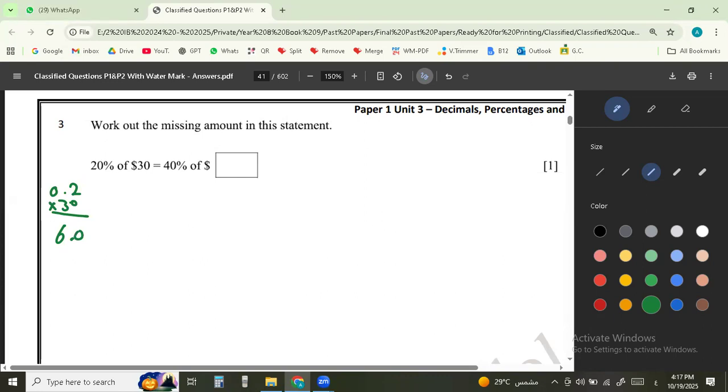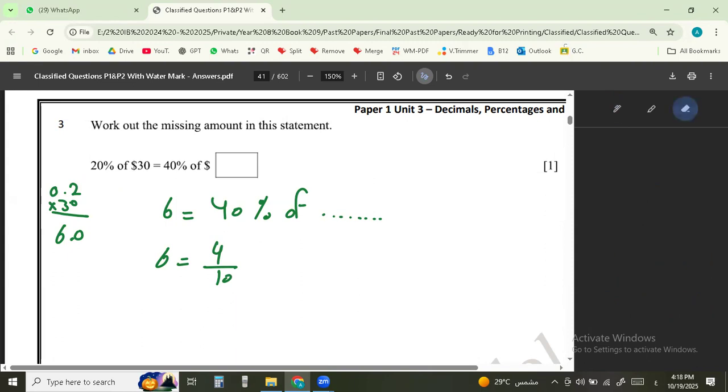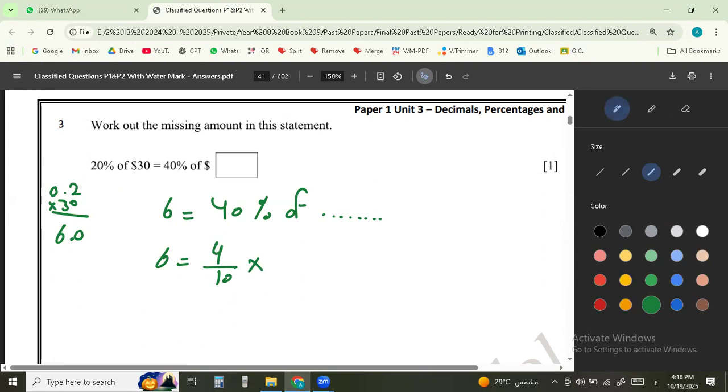So 6 is 40% of what? Okay, so here, what is 40% as a fraction? 40% as a fraction, 6 equals 40 over 100, which simplifies to 4 over 10. So 40 over 100 is 4 over 10. Of. What is the meaning of of? We agreed before that of means times, right? So saying here of means times what?